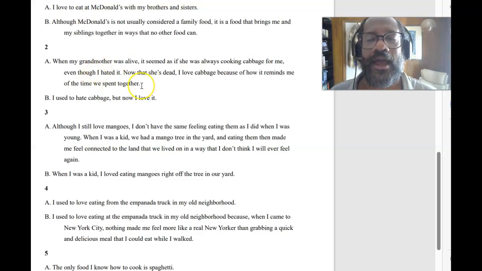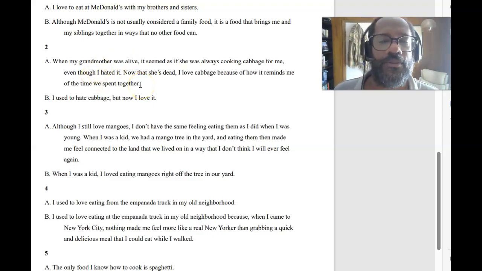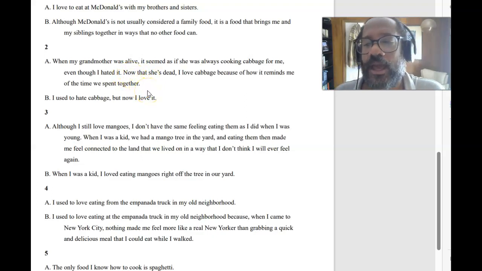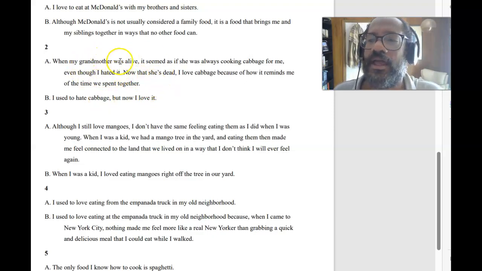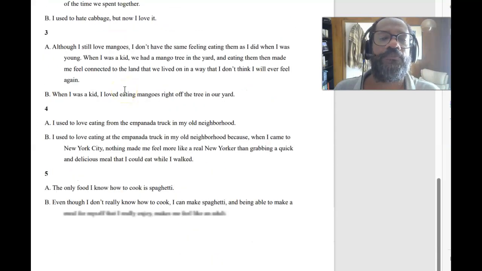We might have an interview with her mother or father about, do you remember eating cabbage when I was a kid? Do you remember what it was like when you were a kid or when I was a kid or anything like that? And so this A is definitely going to be better in that regard.